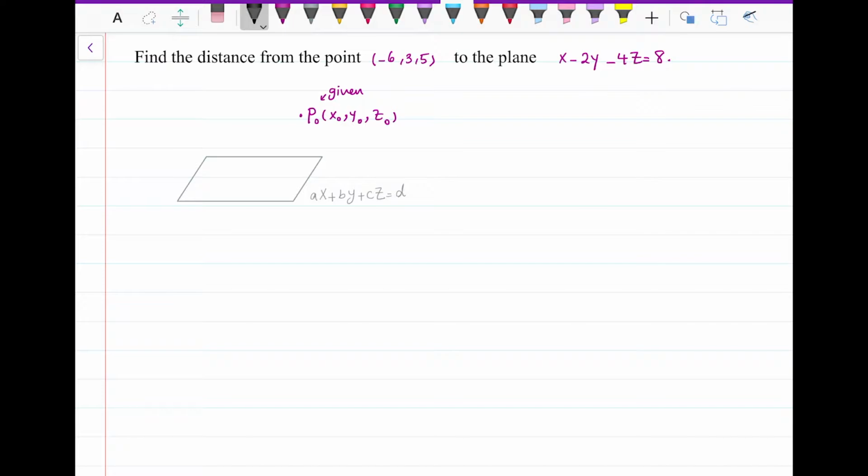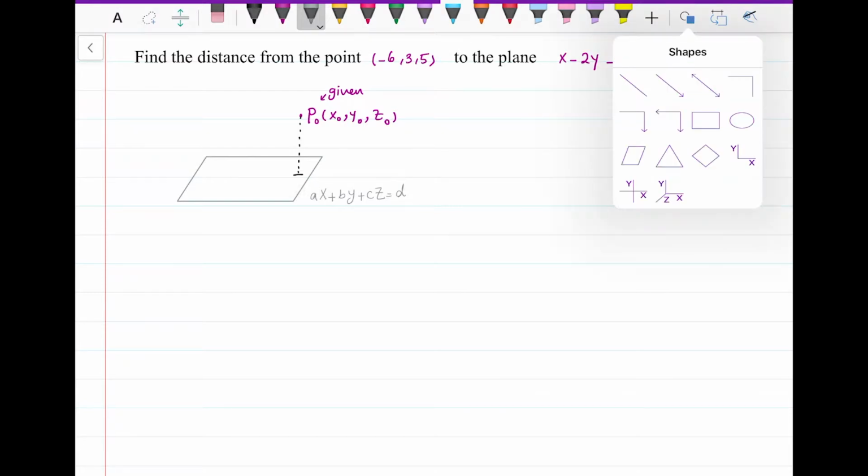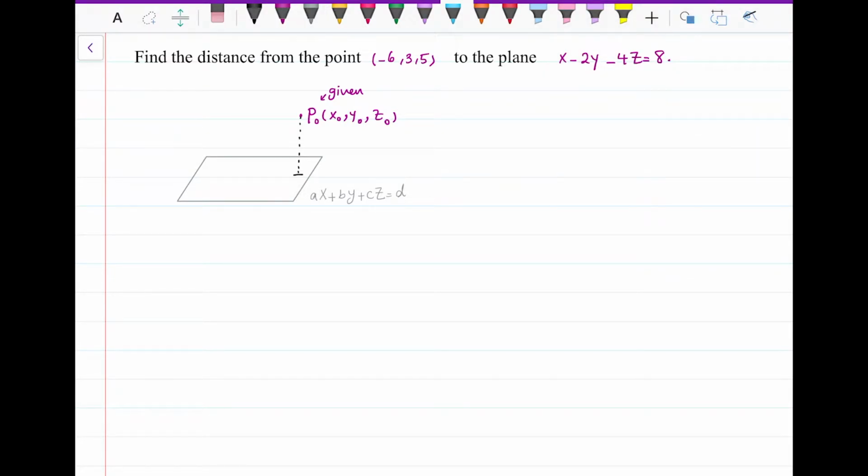Okay, what am I looking for? I'm looking for the distance from the point P0 to the plane. Let's see what we have. On the plane, we have something very useful, called the normal vector. We call it n. Based on the equation of the plane, the coordinates of the normal vector are the coefficients of the variables. If the plane is in the general format, they would be a, b, and c.